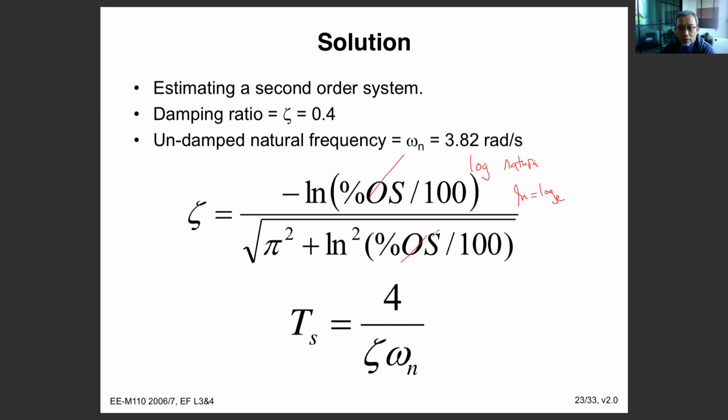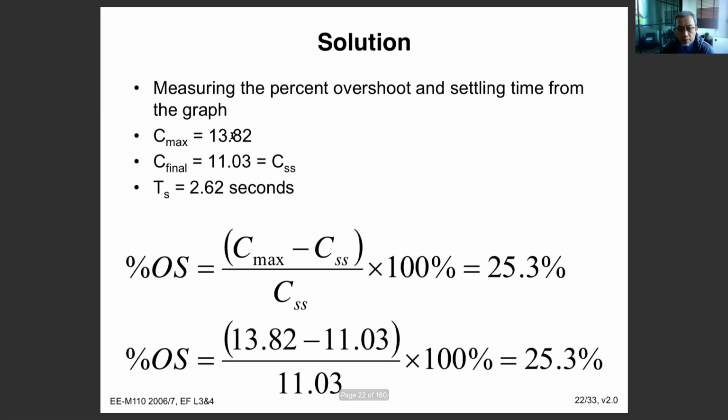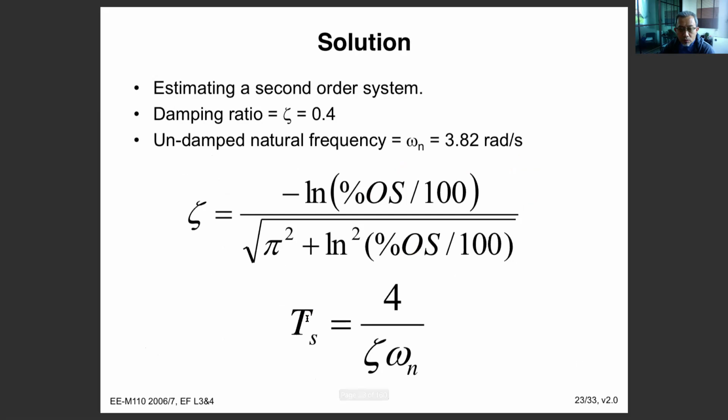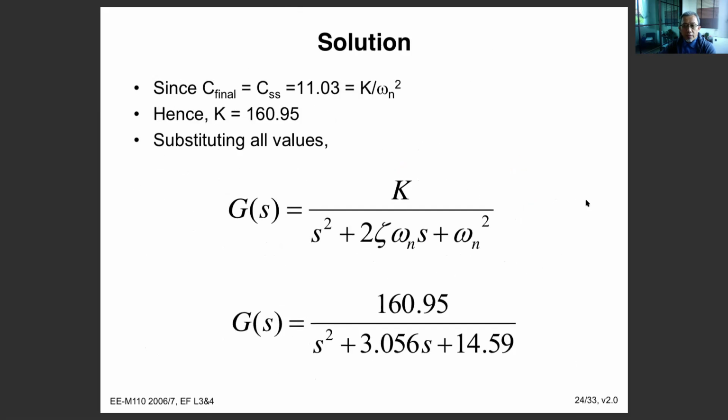So from here you already know the settling time, which is 2.62. So 2.62, then zeta is 0.4, then you can get the omega n value 3.82. And then the C final, C steady state, is equal to 11.03, which is equal to K divided by omega n squared. This is the formula to calculate the static gain. So K is equal to omega n squared multiplied by 11.03, so you get 160.95.